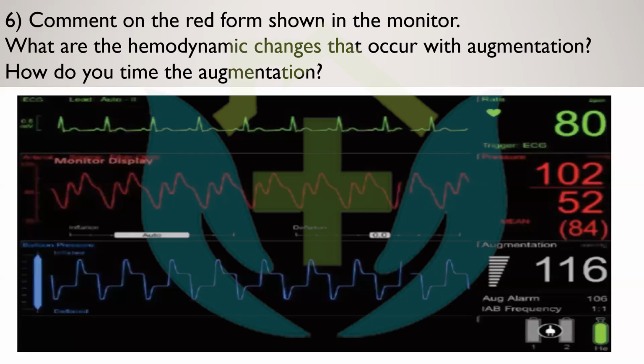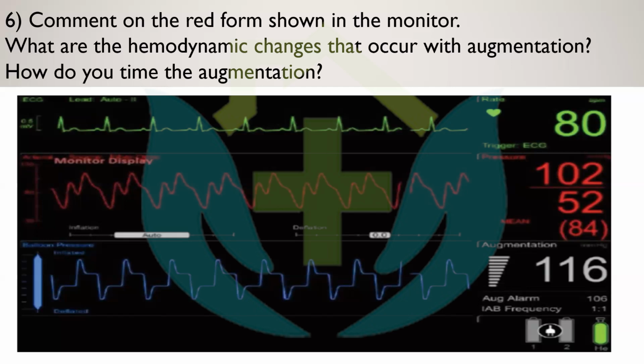Comment on the waveform shown in the monitor. What are the hemodynamic changes that occur with augmentation, and how do you time the augmentation? What is this? This is intra-aortic balloon. Very good. Intra-aortic balloon pump. This is a rate of 1 to 1, and I can see this is delayed inflation, delayed deflation. Okay. The inflation is okay.